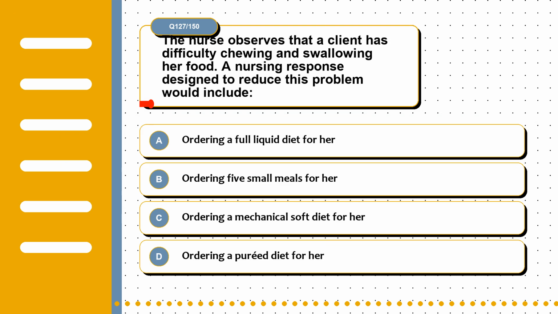Question 127. The nurse observes that a client has difficulty chewing and swallowing her food. A nursing response designed to reduce this problem would include, here are the options. Option A. Ordering a full liquid diet for her. Option B. Ordering 5 small meals for her. Option C. Ordering a mechanical soft diet for her. Option D. Ordering a pureed diet for her.